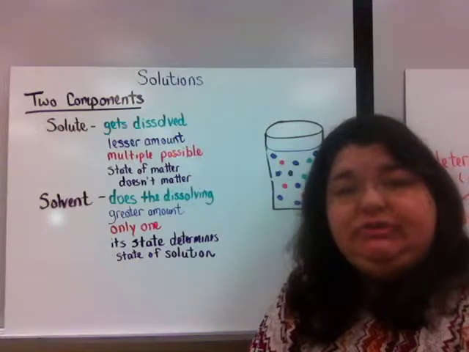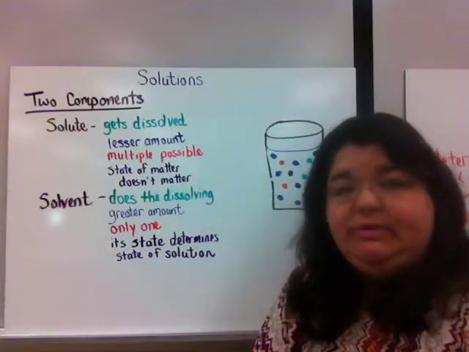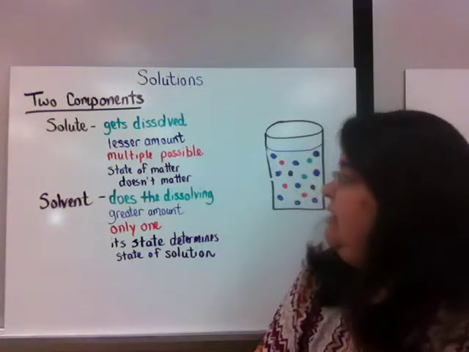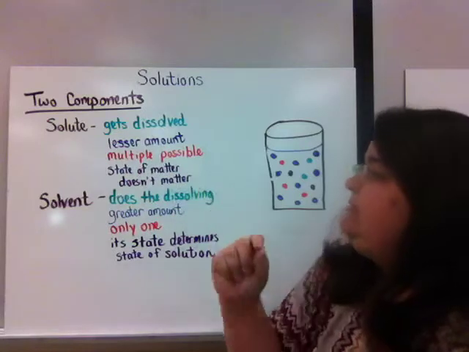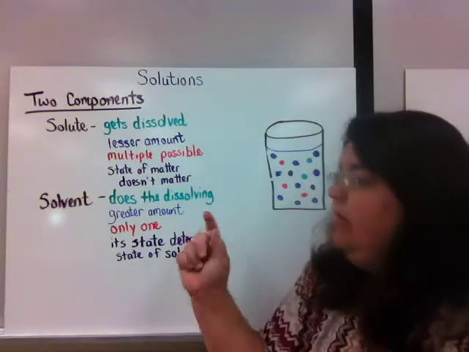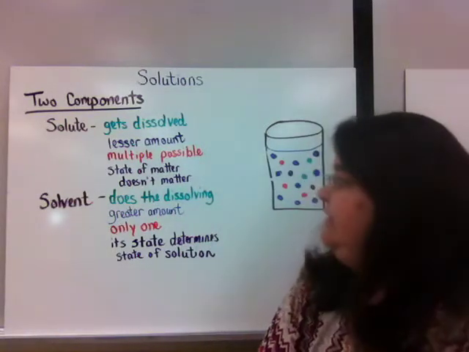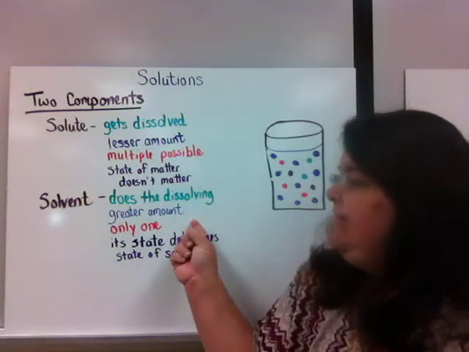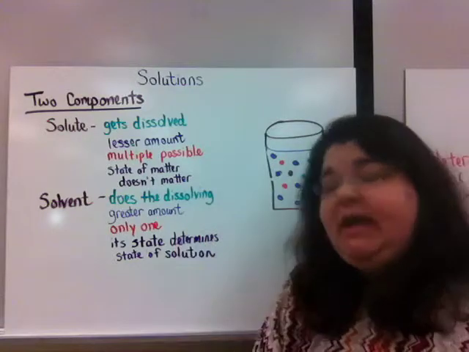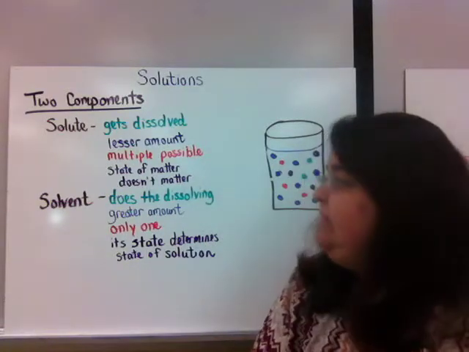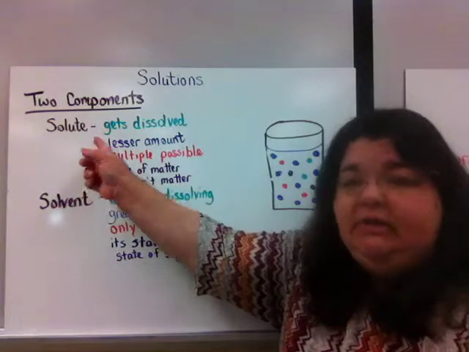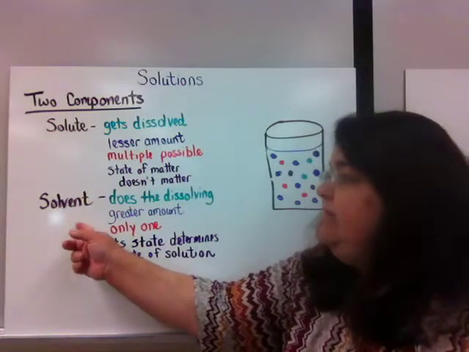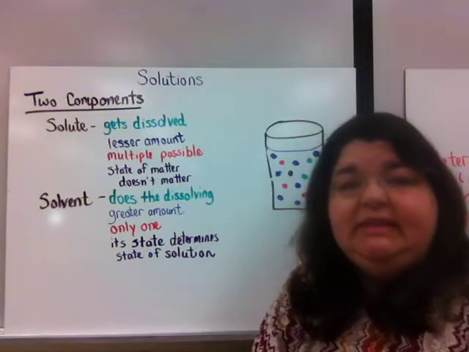Now, a lot of students struggle with keeping straight which one's which, so I have a couple of suggestions for you. First of all, the solute is what gets dissolved, and the solvent does the dissolving. The solute is the lesser amount. The solvent is the greater amount. Now, a nice little way to remember that is if you count the letters in the word solute and count the letters in the word solvent, you'll see that solvent has more letters than solute.